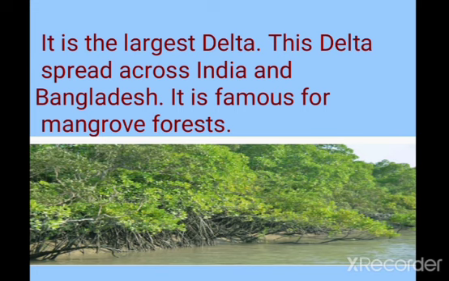Now let us learn something about Sundarban Delta. It is the largest delta. This delta spreads across India and Bangladesh. It is famous for mangrove forest. So the Sundarban Delta is the largest delta, spread across India and Bangladesh, and it is famous for mangrove forest. See the picture, that is mangrove forest.